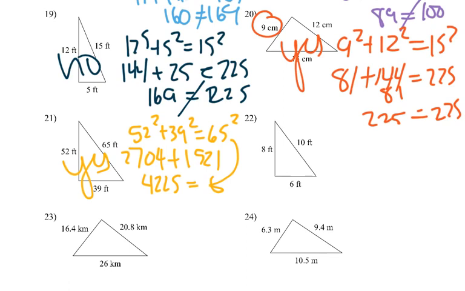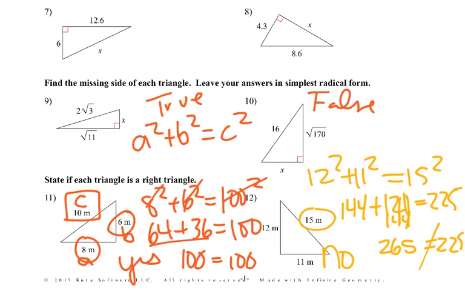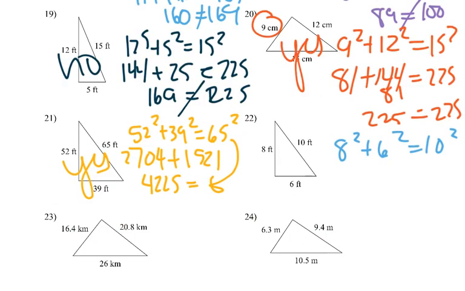Okay, 22, 8 squared plus 6 squared, does that equal 10 squared? I want to say we already did this one, didn't we? Yeah, right here. So when we found out that yes, they both equaled 100, so yes.